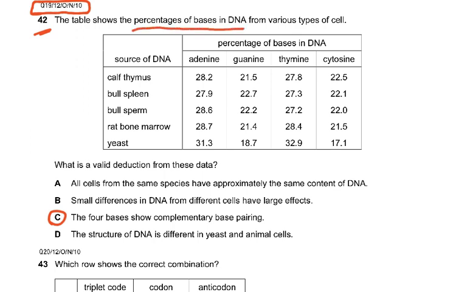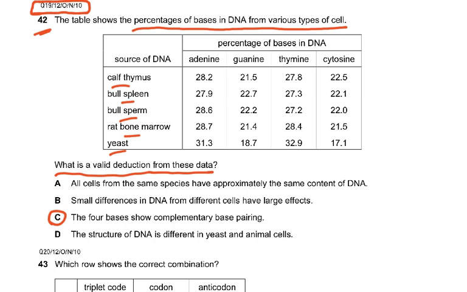The table shows the percentage of bases in DNA from various types of cells. So you get all these percentages of bases: calf thymus, bull spleen, bull sperm, rat bone marrow, and yeast. What is a valid deduction from these data? Now there's a way you do this question. You say, does the data tell me this? So every time you read one answer, you say, does the data tell me all cells from the same species have approximately the same content of DNA? Does the data tell me small differences in DNA from different cells have large effects? No, you can't even see the effects of it. It's just telling you the percentage of bases of the DNA.